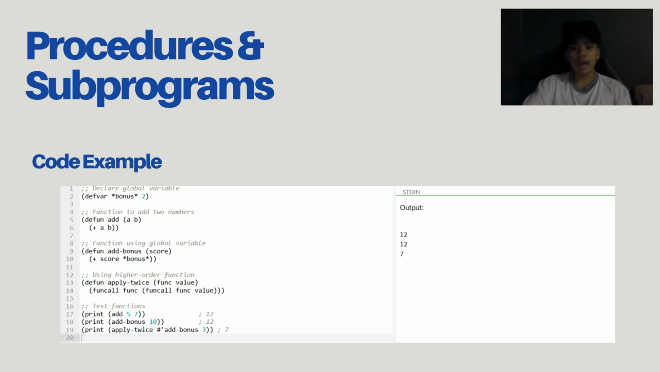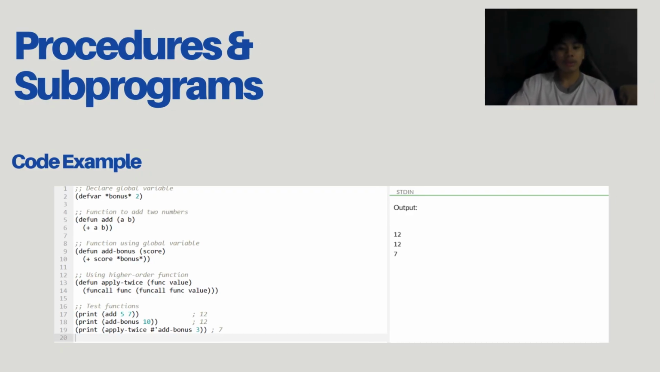We also see a higher-order function, apply-twice, which applies a given function twice to a value using funcall. Finally, we test all functions with print to display their outputs. This example highlights function definition, parameter passing, return values, global and local scope, and first-class functions in Lisp.